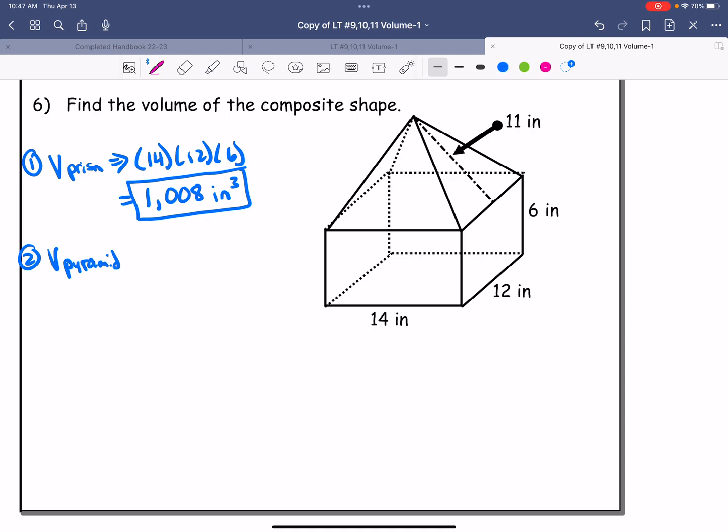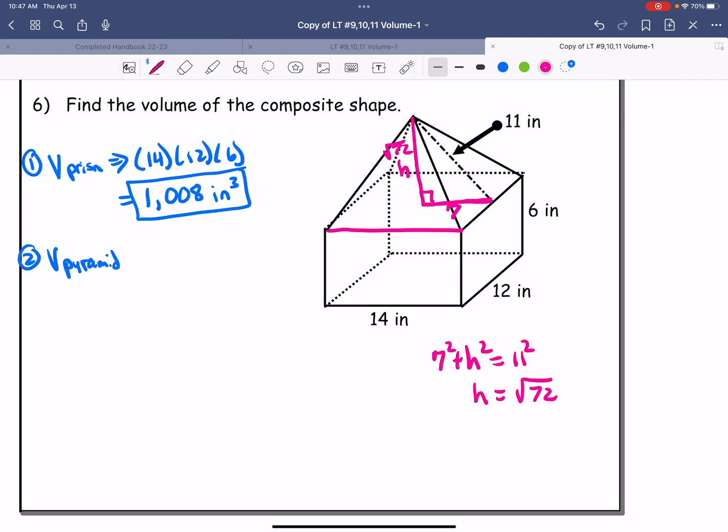And to get the volume of the pyramid, we need to calculate this height, which we don't know. We've got the slant height of 11, but what we do know is this length here is half of this length, which is 14. So that's 7. So if I do 7 squared plus h squared equals 11 squared, I get that h is square root of 72, which I'm just going to leave as square root of 72. That's my height of the pyramid.